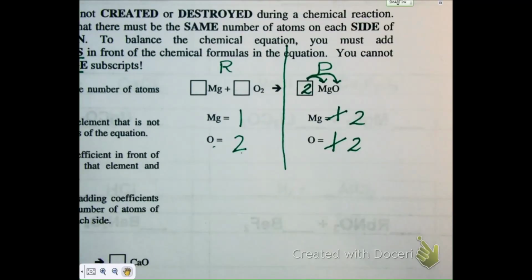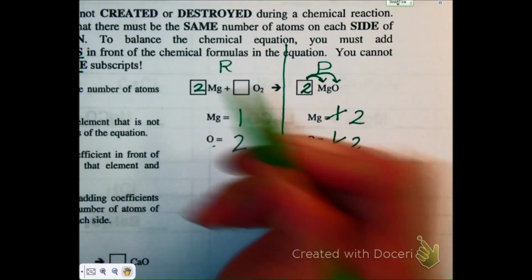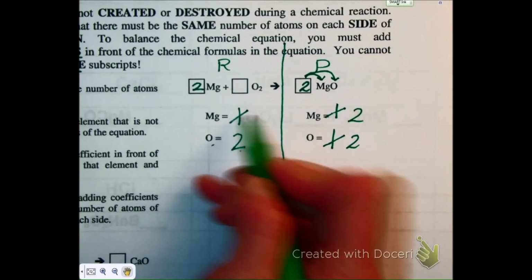I can add a coefficient of 2 to magnesium. Where? On the reactant side. Very good. On the reactants side. So let's do that. And recount. Cross out, don't erase, please.